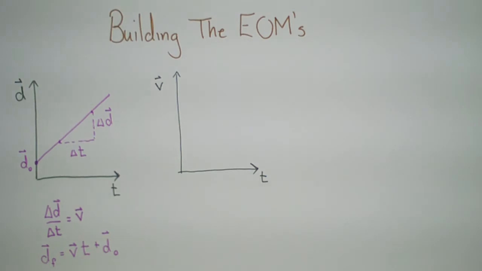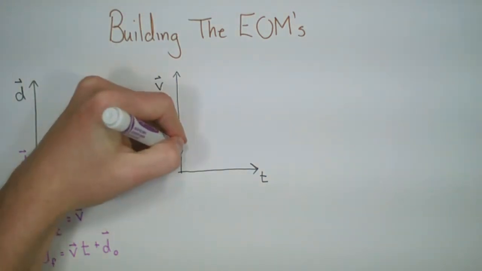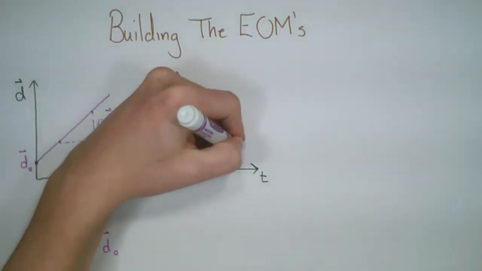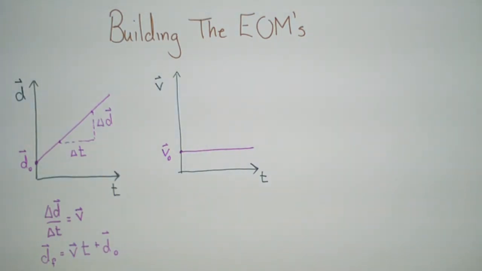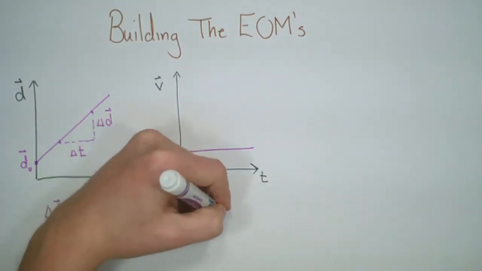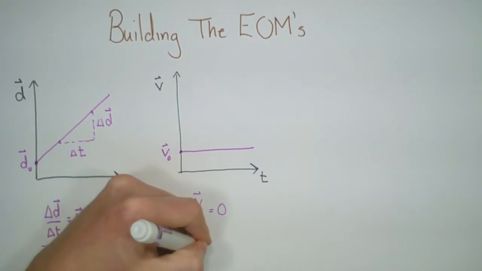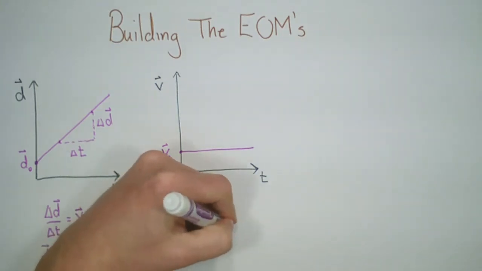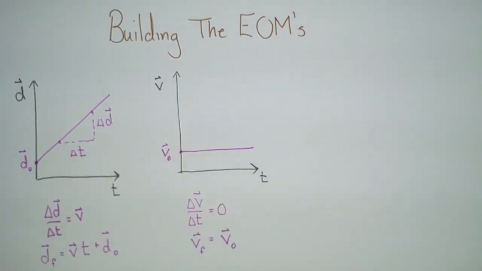We know that the object is traveling at a constant velocity the entire time. So we have some velocity, v0. And because it's a constant, it's going to produce a horizontal line on our velocity time graph. Because it's a horizontal line, the slope of this, delta v over delta t, will simply be equal to 0, and the final velocity of the object will be equal to the initial velocity everywhere.